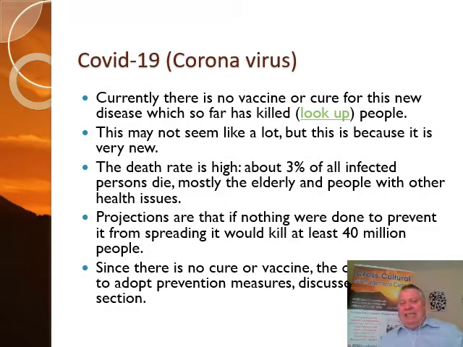Now, COVID-19 is a virus, and right now there's no cure. So far, I'm not going to look it up right now, but so far it's killed more than 500,000 people around the world, right? This may not seem like a lot. You say, well, the flu kills 500,000 every year. Why is this any different?